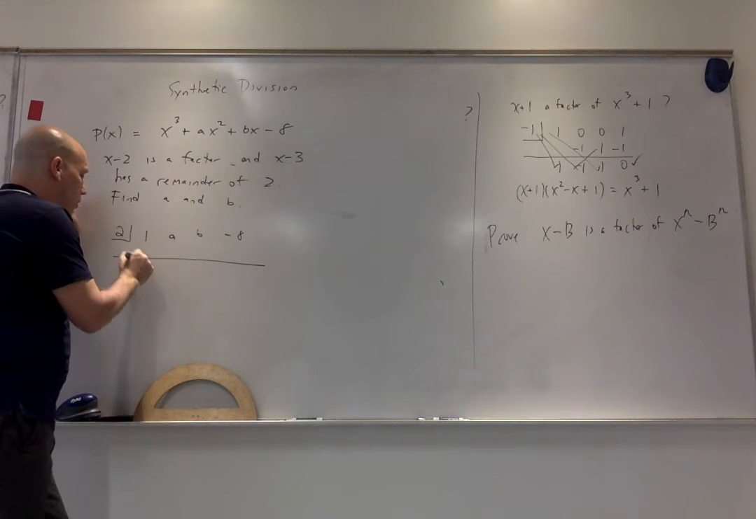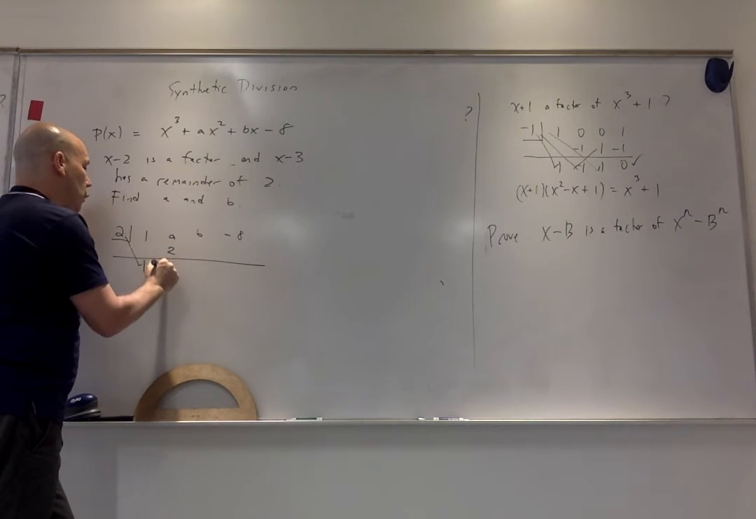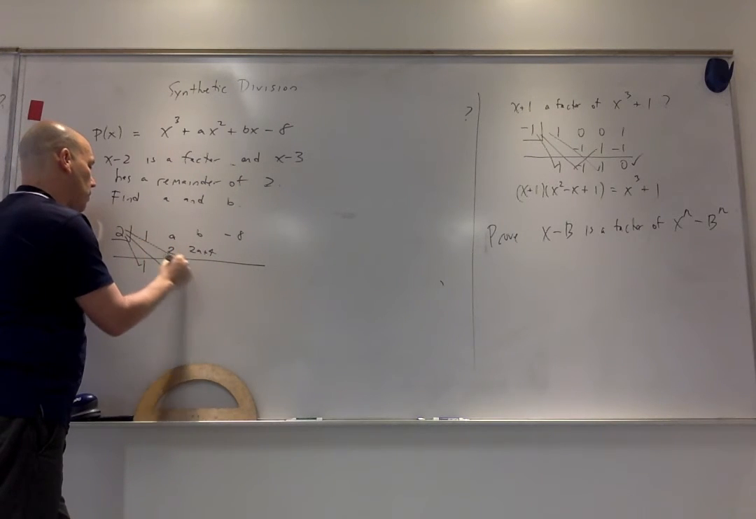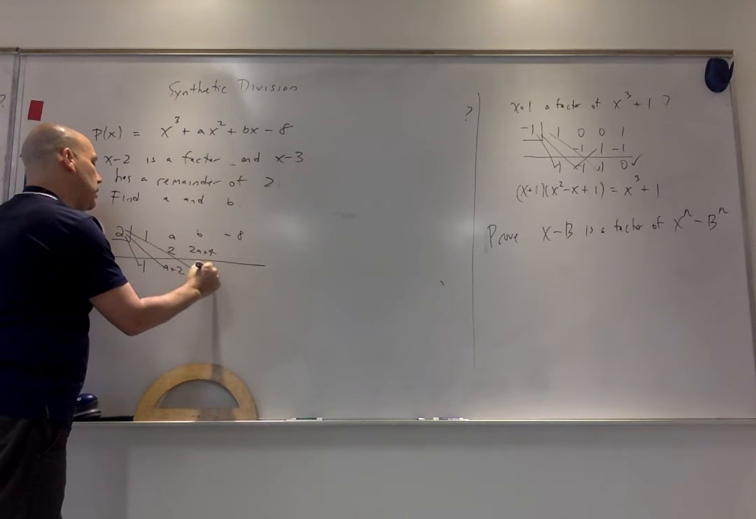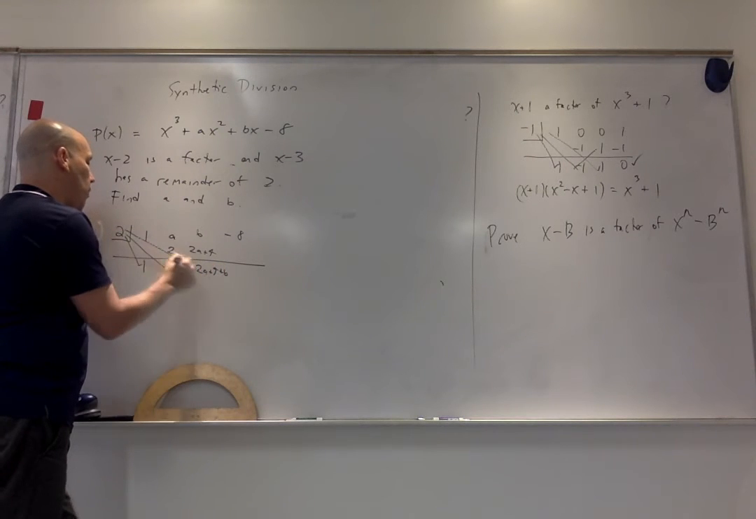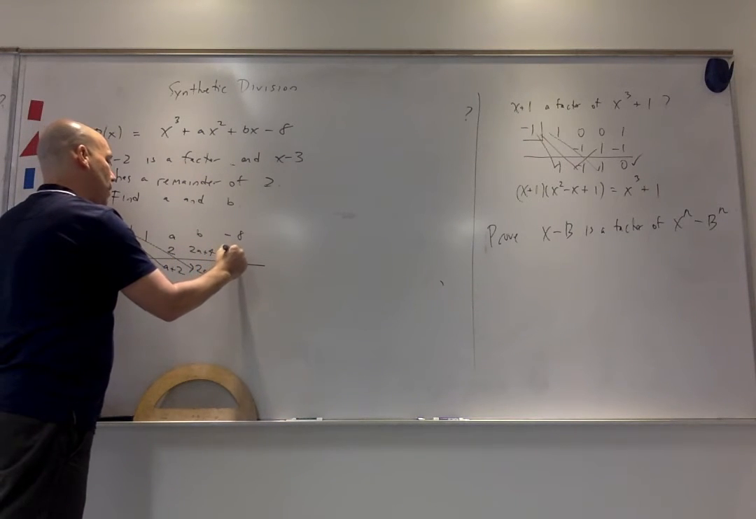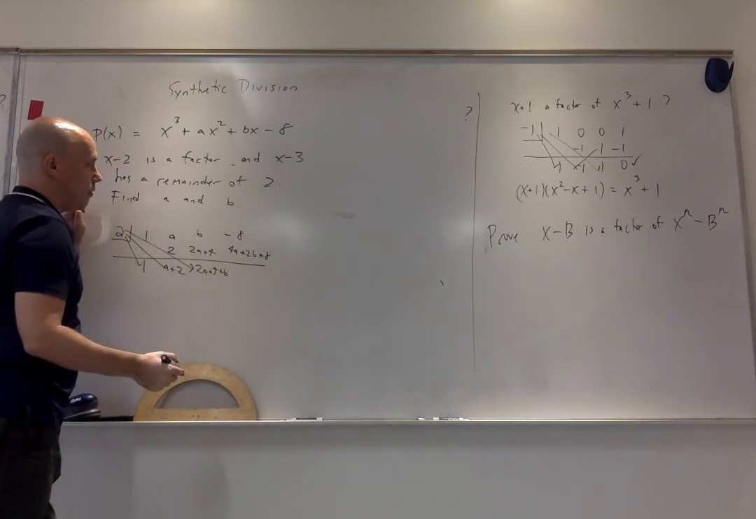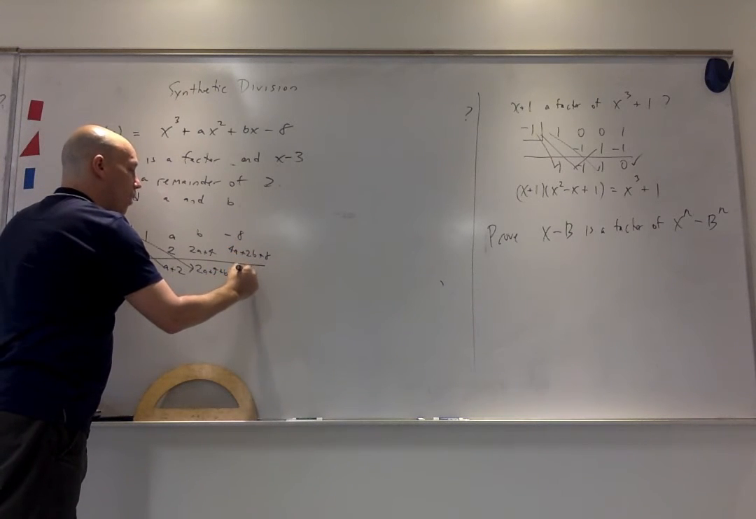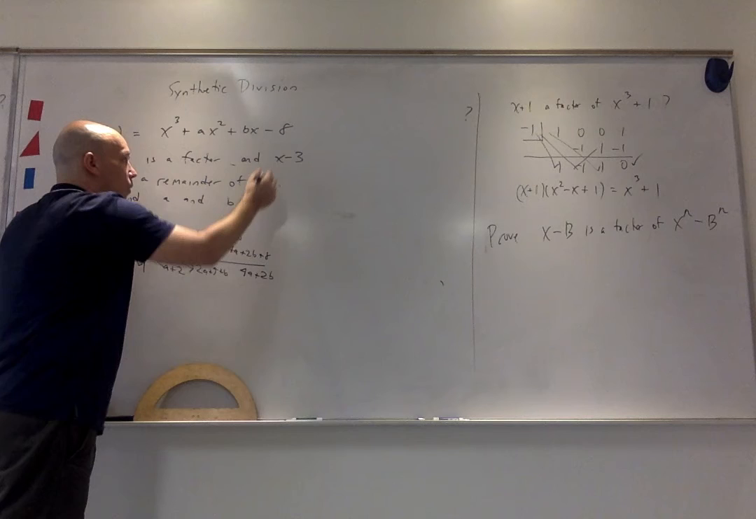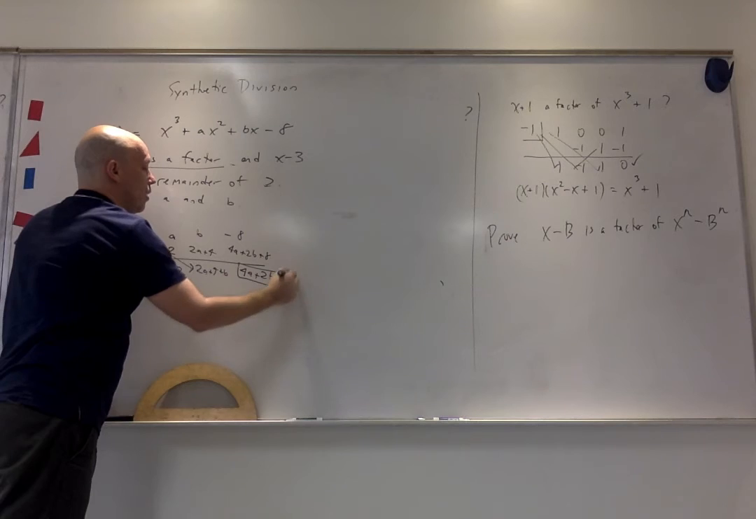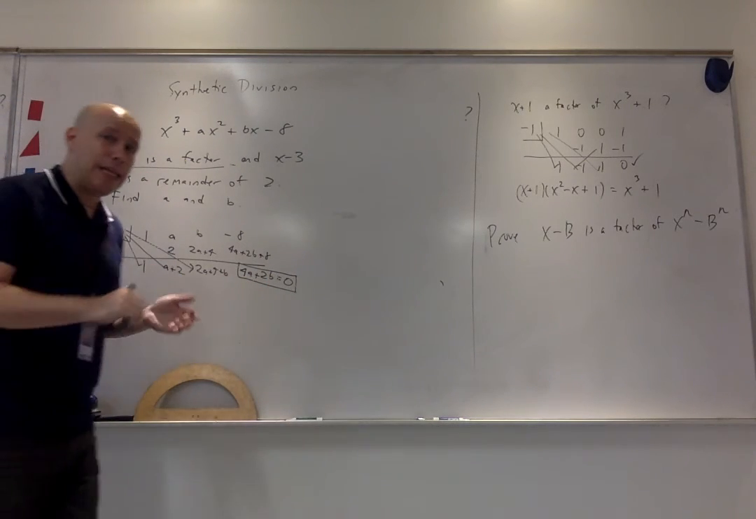So let's see, drop the 1. 2 times 1, 2. a plus 2. 2a plus 4. 2a plus 4 plus b. Multiply that by 2, we get 4a plus 2b plus 8. Now when we add this together, we have 4a plus 2b, but because we were told that it is a factor, the remainder is 0. We have our first equation in the system.